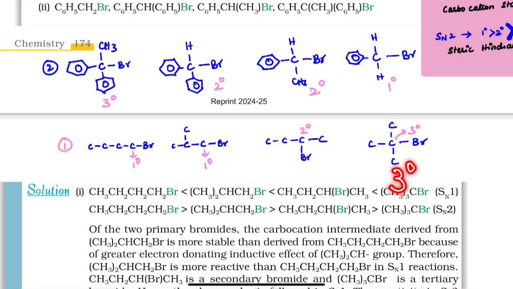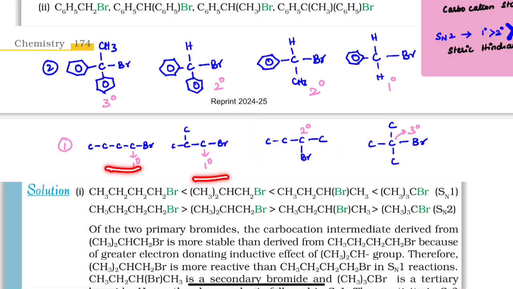Stability of carbocation: tertiary is greater than secondary, which is greater than primary. So here you can see this is tertiary carbon, this is secondary carbon, and this is primary carbon, and here it is primary carbon. So this will show more SN1 reaction. This comes next. So that is why we are writing the order like this.